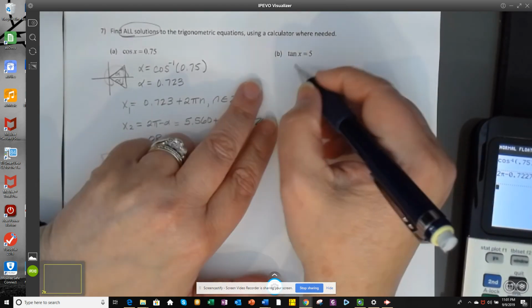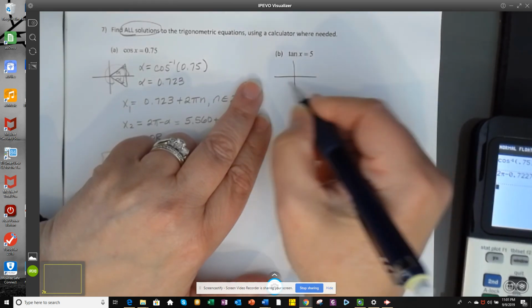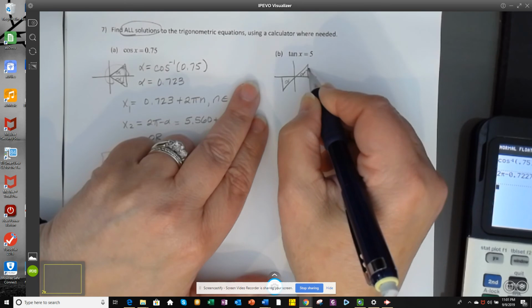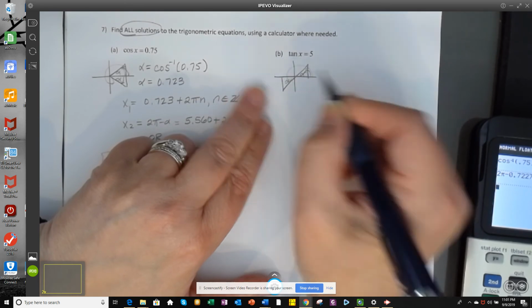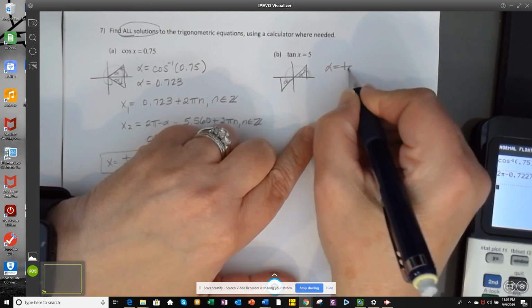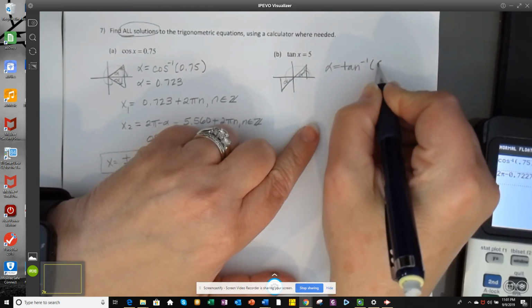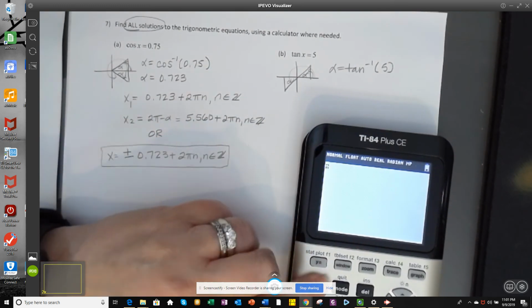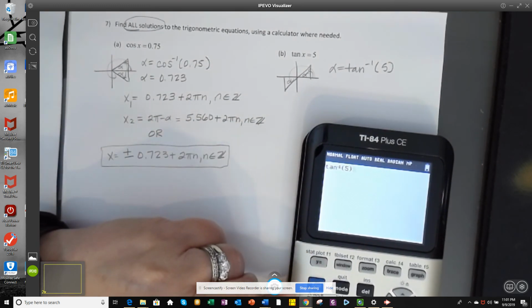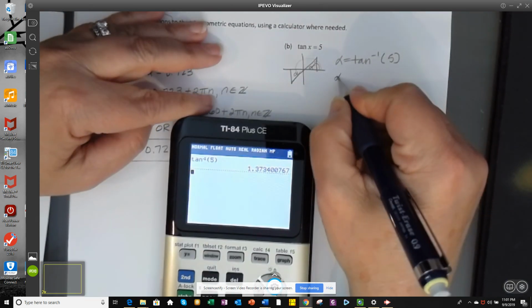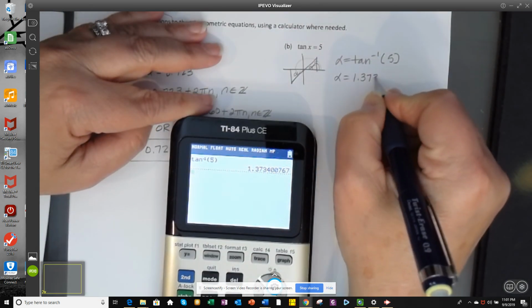All right, what about the tangent? Well, the tangent is positive in quadrants 1 and 3. So I'm going to have a first quadrant solution and a third quadrant solution, but I don't know alpha for this case. So alpha is inverse tangent of 5. Getting our calculator out here. Second inverse tangent of 5, and we get alpha equals 1.373.